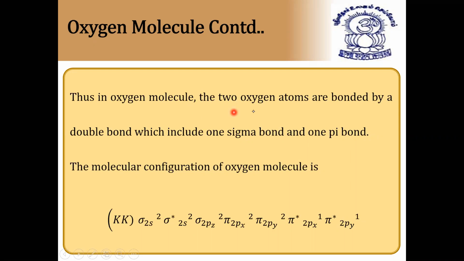Thus, in the oxygen molecule, the two oxygen atoms are bonded by a double bond, which includes one sigma bond and one pi bond. Since we already know oxygen has a double bond because the bond order is two, O double bond O. So in a double bond we have one sigma bond and one pi bond. How to find the number of sigma bonds and pi bonds we have already discussed. This is the configuration of oxygen. Only for oxygen we have the difference that sigma 2pz will come first.